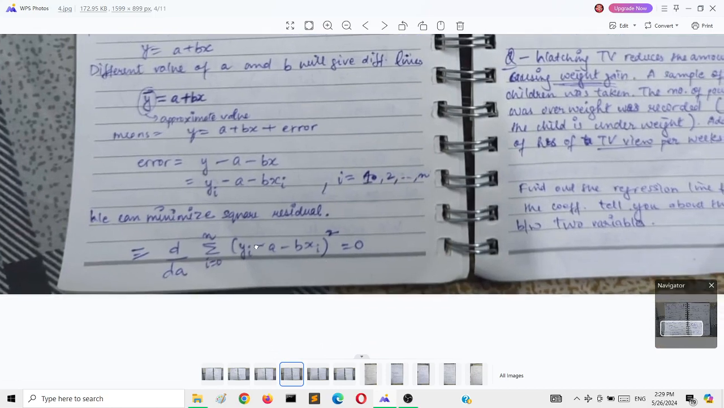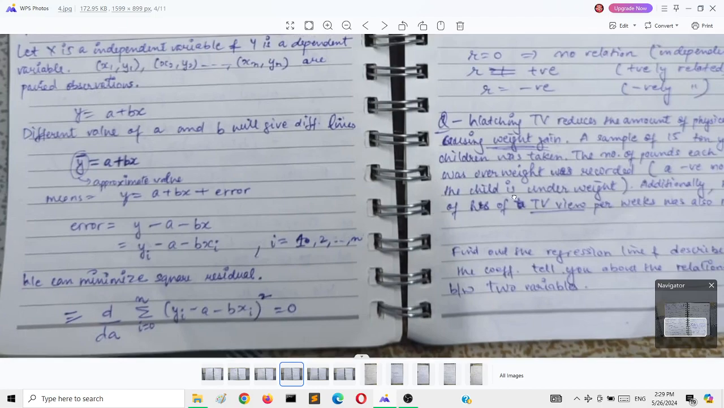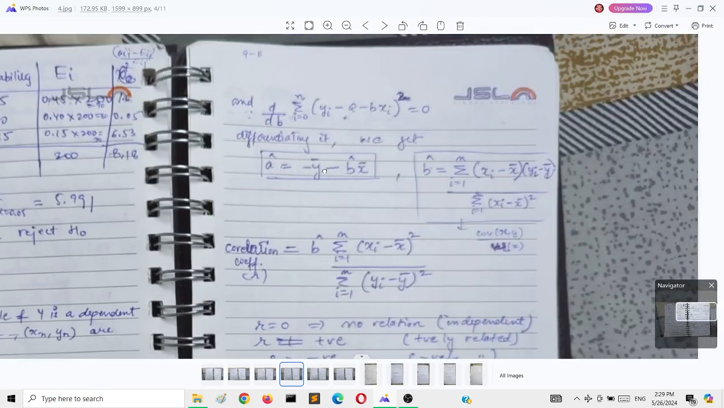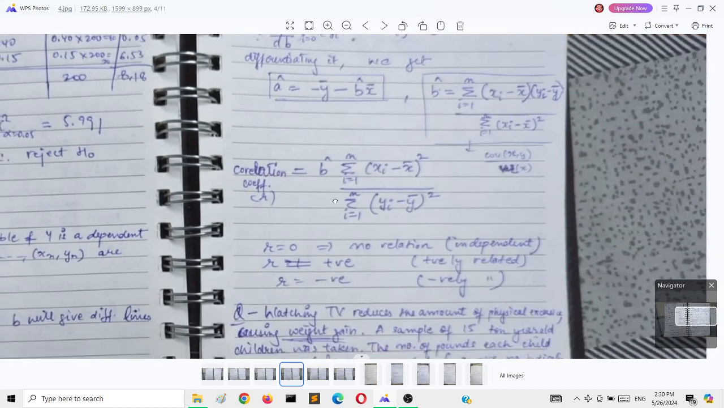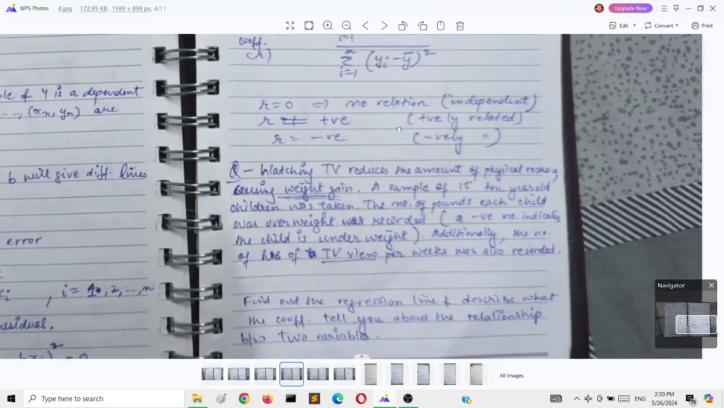So your model comes out to be something like this. You are not using gradient descent, you are using differentiation, and that derivation leads you to the b value: the summation over all training examples of xi minus x bar times yi minus y bar, divided by the summation of xi minus x bar whole squared in the denominator. If you are asked to find the correlation, it will come out to be b cap multiplied by the summation of x minus x bar whole squared, divided by the summation over all training samples of y minus y bar whole squared. This is how you get the correlation. If it's zero, there is no correlation, positive means positive correlation, negative means negative correlation.